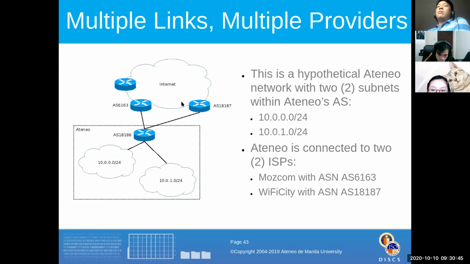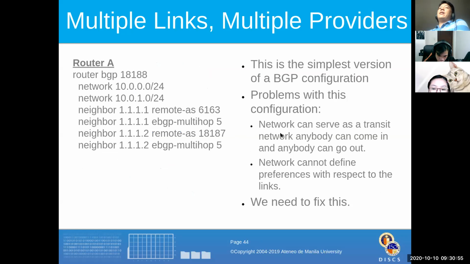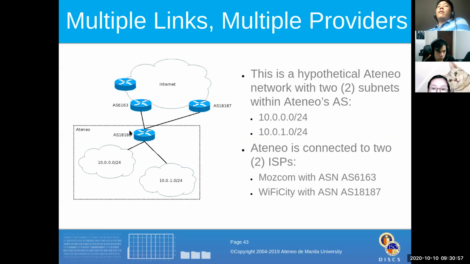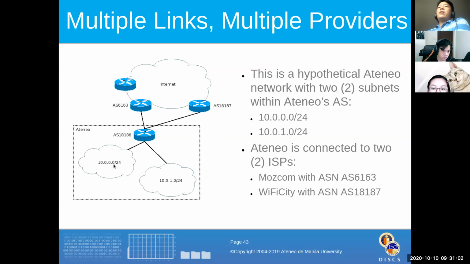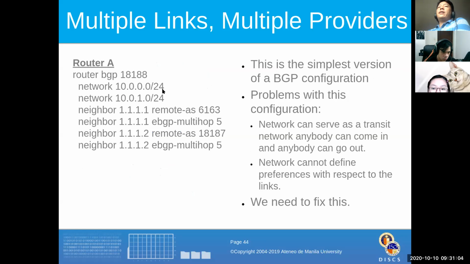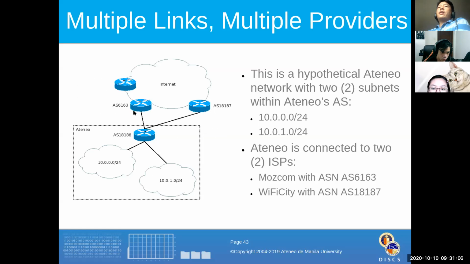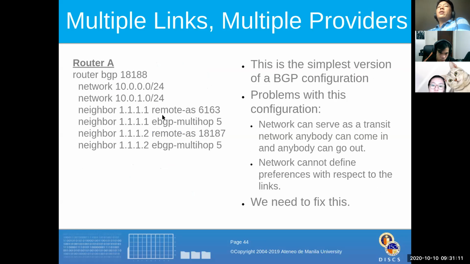I want to connect both ISPs to me. And this is my network. Internally, I have 2 networks, 10.0.0.0 and 10.0.1.0. Right? So how do I configure BGP for this? So easy. For router A, since I only have one router in this example, I define both networks, 10.0.0.0 and 10.0.1.0, right? Then I configure both network neighbors. Let's just assume this is 1.1.1.1 and 2.2.2.2. So configure 1.1.1.1 with 6163, and 2.2.2.2 with 18.18.7, with multihop 5, right? That's done. It will actually work.